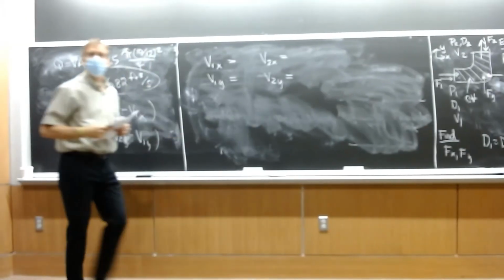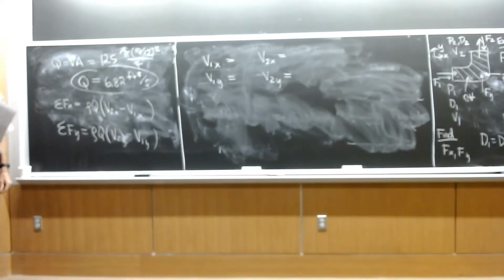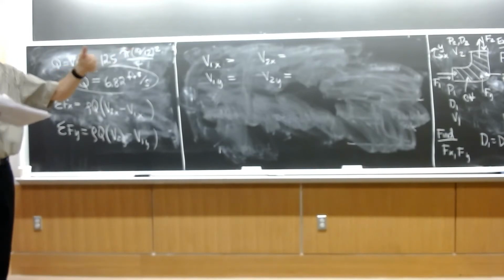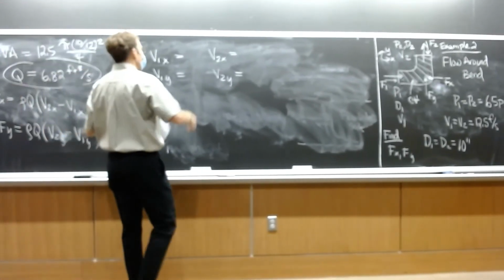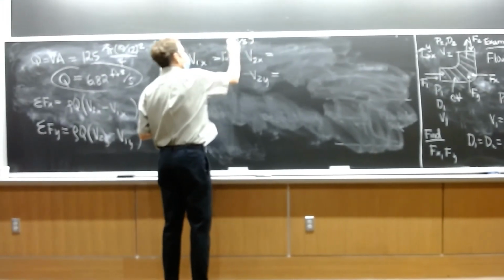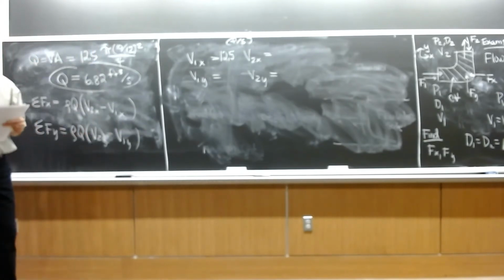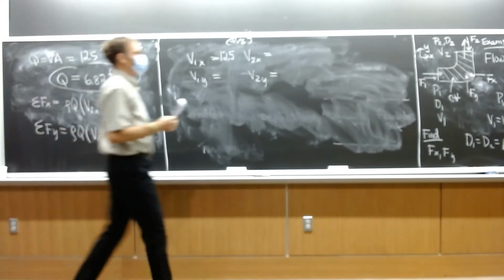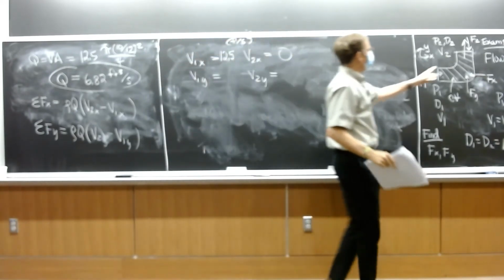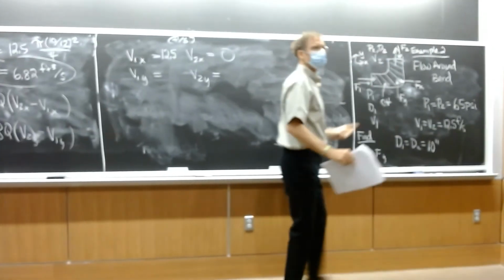Now I'll ask you to supply those 4 velocities. V1x equals 12.5 meters per second. Okay, and it's positive because it's in the positive x direction, right? So 12.5. These are all in feet per second. V2 of x is 0, because the water has turned and is going in the positive y direction.